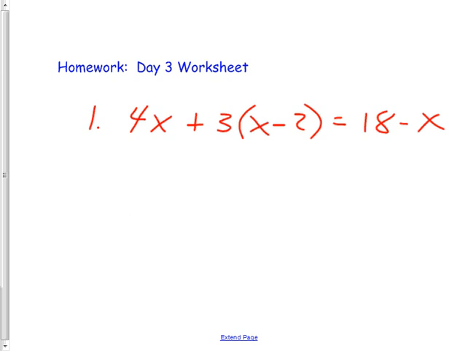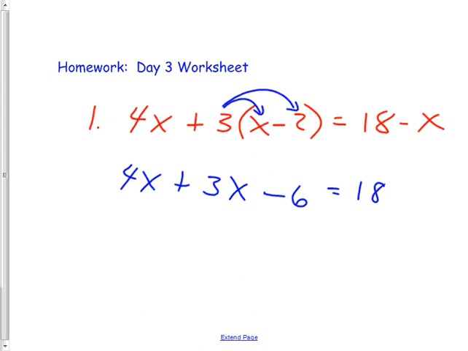Whenever you're solving a big, long equation like this, your first step is just to multiply it all the way out. Once you got it multiplied all the way out, you put common like terms together. So this goes times by that, and that times by that. And I will have 4x plus 3x. And 3 times negative 2 makes negative 6. A lot of people forget that part. Equals 18 minus x. It's fine with me if you just write that down for number 1. And then you're partway there.